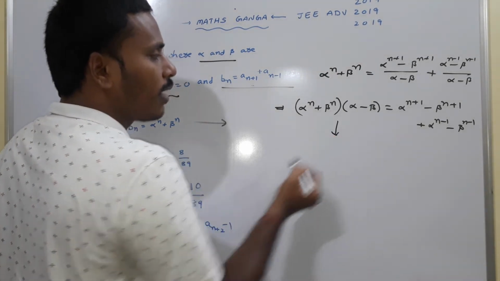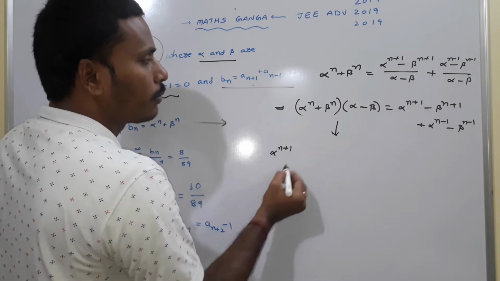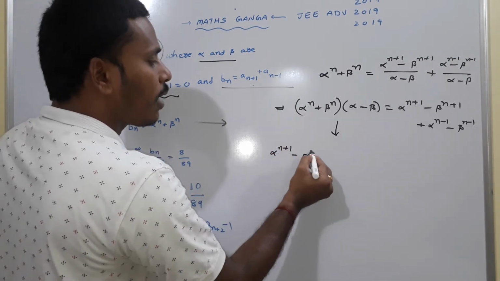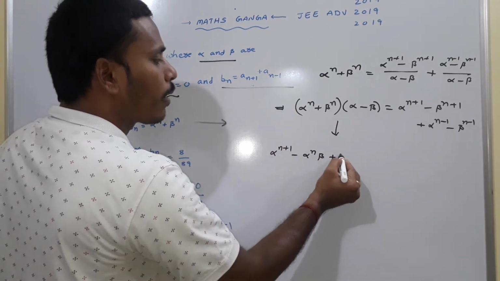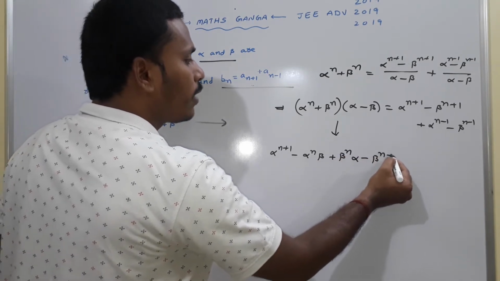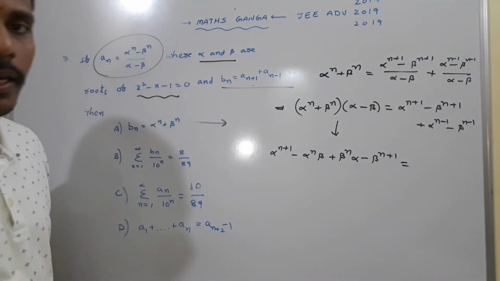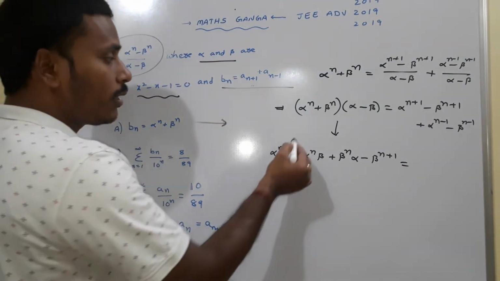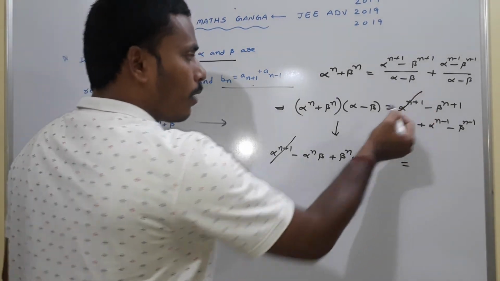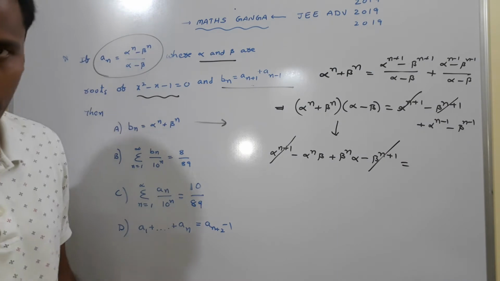Now, if you simplify this left hand side, alpha power n into alpha is alpha power n plus 1, alpha power n into minus beta, plus beta power n into alpha, minus beta power n plus 1. And I have the terms in the right hand side. See, if you check this, alpha power n plus 1 minus beta power n plus 1 will get cancelled on both sides.